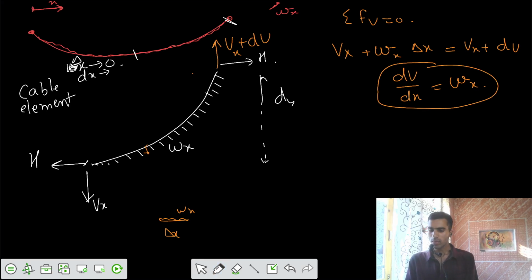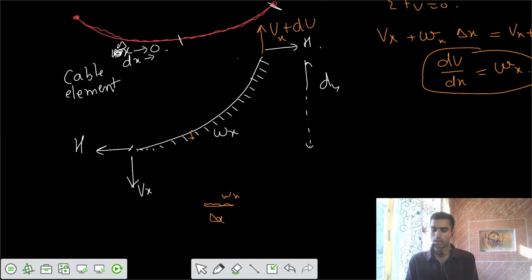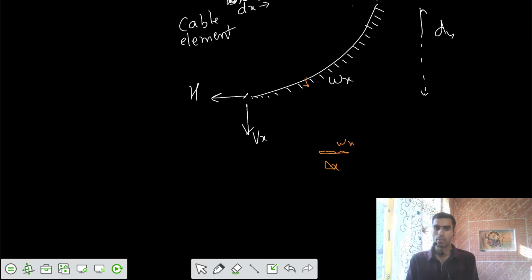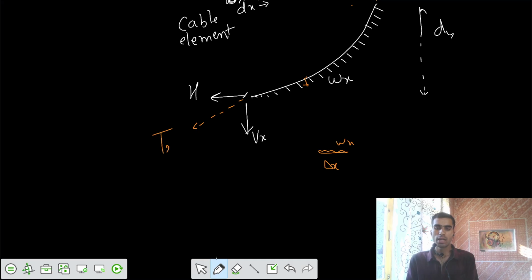Then we do one thing. I would say, based on this, there would be some horizontal tensile force at this location of x.